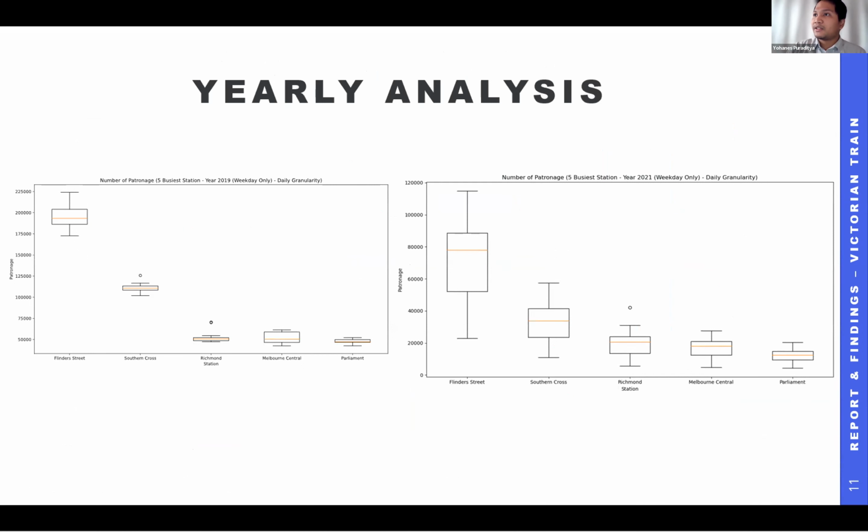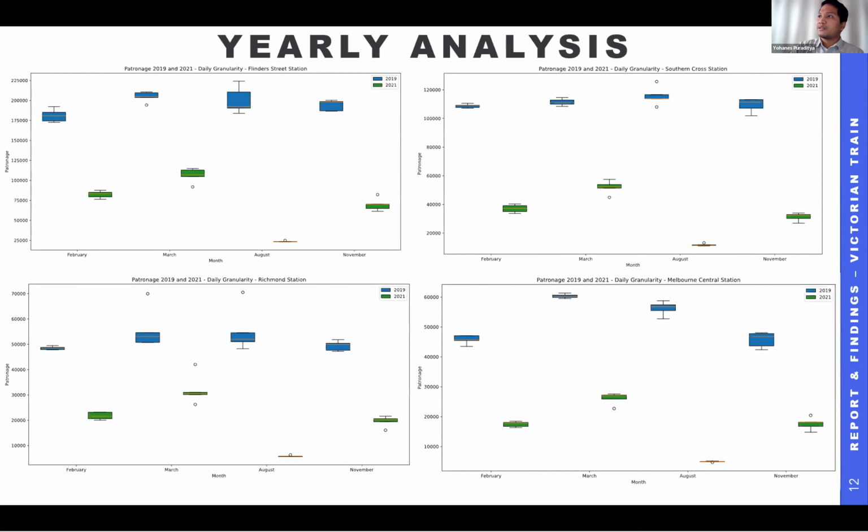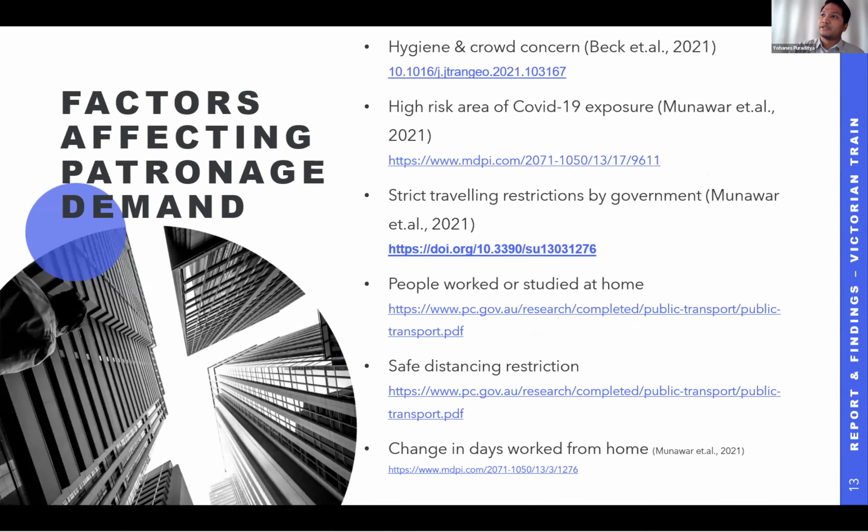So we take the 5 busiest stations. So we realized that these 5 stations have the big patronage because all of the lines stop in these stations: Flinders Street, Southern Cross, Richmond, Melbourne, and Parliament. So this is the comparison between 2021 and 2019 for the 4 busiest stations. And then these are the factors affecting patronage demand, like hygiene and crowd concern, strict traveling, and then the policy of work from home.